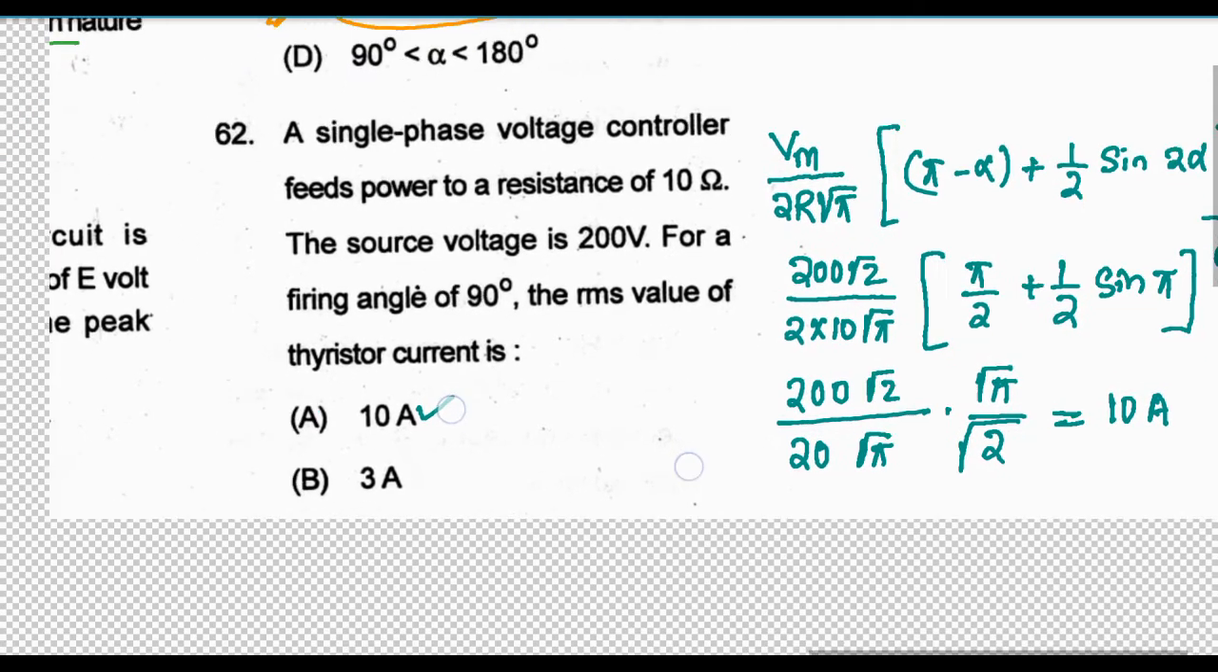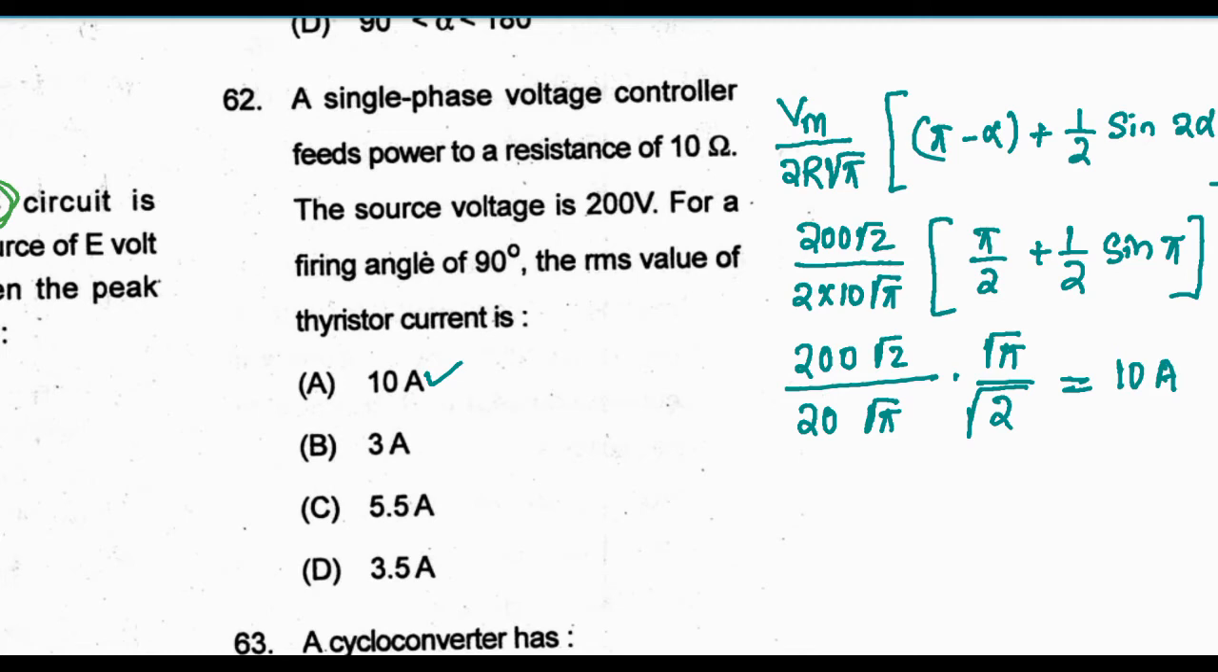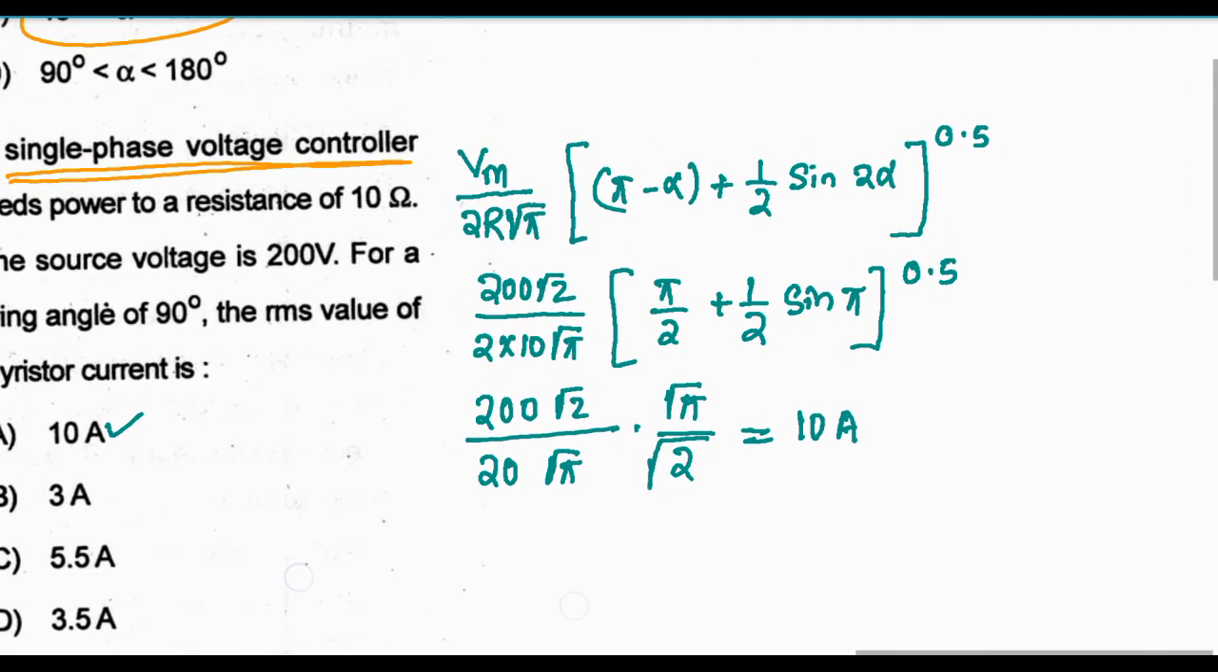Next question is, a single phase voltage controller feeds power to a resistance of 10 ohm. The source voltage is 200 volt for a firing angle of 90 degree. The RMS value of thyristor current is. So for a single phase voltage controller, the thyristor current is given like that, and the thyristor voltage is given like this. This one is the voltage across the thyristor, and this one is the RMS value.